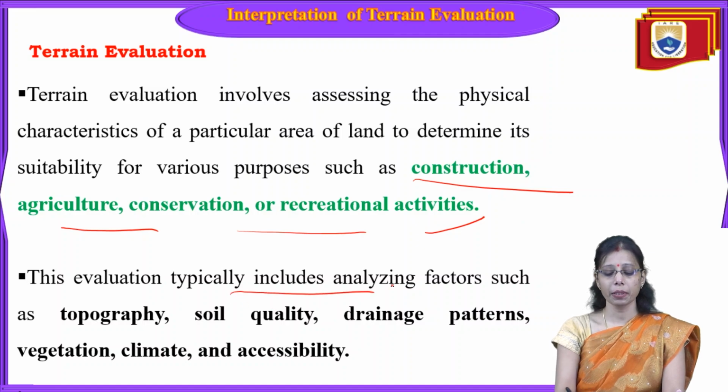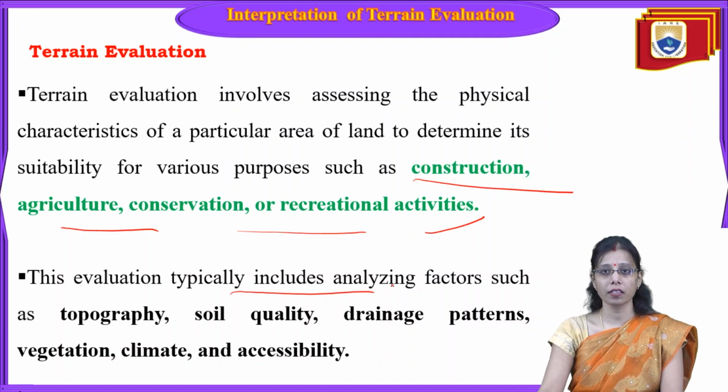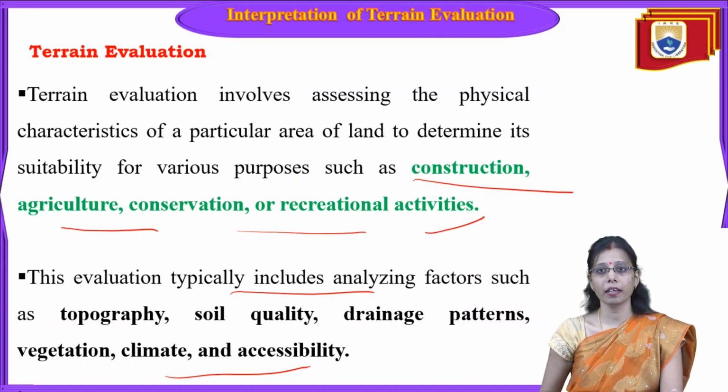So this evaluation typically includes analyzing factors such as topography, soil quality, drainage patterns, vegetation, climate, and accessibility. So these are all different factors to analyze when we are going for the evaluation. Like we are going to evaluate the type of topography, soil quality, and drainage pattern. What is the drainage pattern?